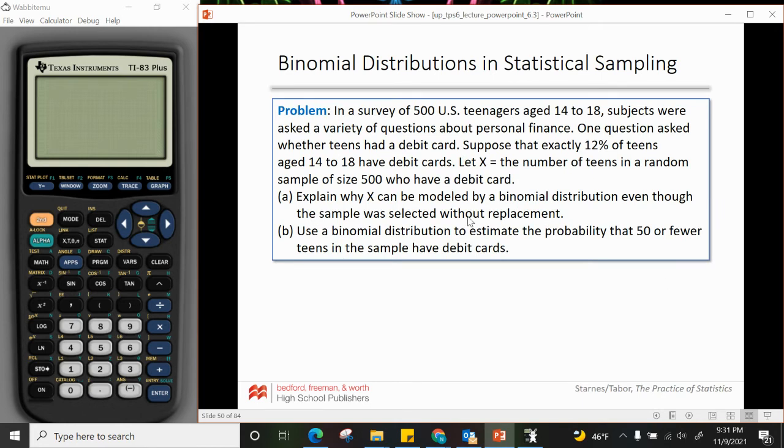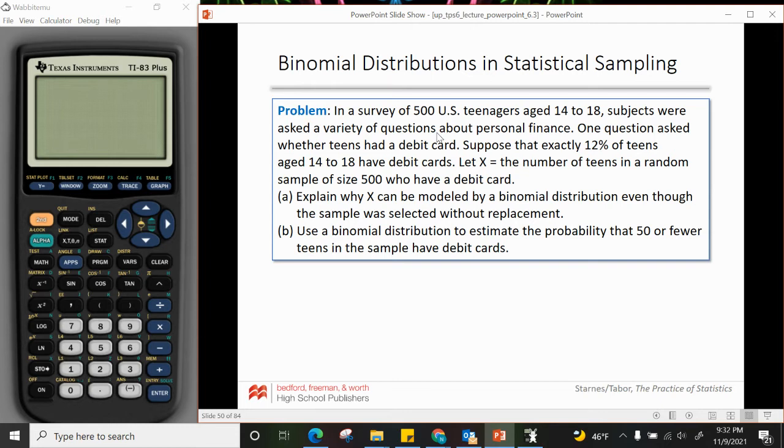So here's the situation. In a survey of 500 US teenagers aged 14 to 18, subjects were asked a variety of questions about personal finances. One question asked whether teens had a debit card. Suppose that exactly 12% of teens aged 14 to 18 have debit cards. Let x equal the number of teens in a random sample of size 500 who have a debit card. So explain why x can be modeled by a binomial distribution even though the sample was selected without replacement.